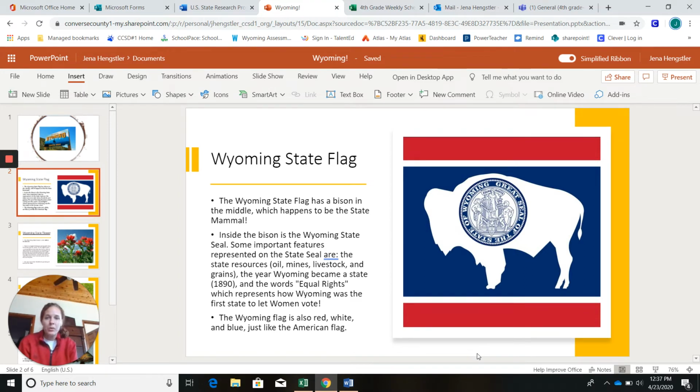I have a picture, I have a label, and I have a caption. So the first state symbol is the Wyoming state flag. And then here's the information that I chose to include about the Wyoming state flag. I said that the Wyoming state flag has a bison in the middle, which happens to be the state mammal. Inside the bison is the Wyoming state seal. Some important features represented on the state seal are the state resources, oil, mines, livestock, and grains, the year Wyoming became a state, and the words equal rights, which represents how Wyoming was the first state to let women vote. I also included that the Wyoming flag is red, white, and blue, just like the American flag. So as you know, I could have included quite a bit more information about the flag, but I kind of just picked out the things that I thought were most interesting or most important to create my caption.